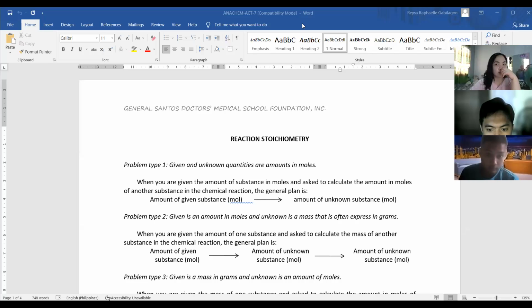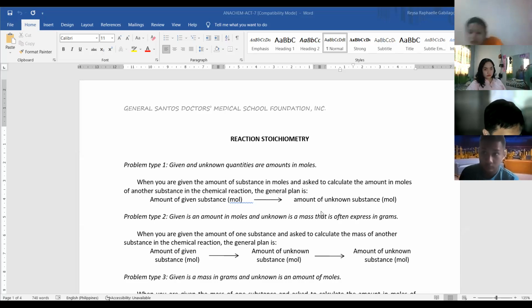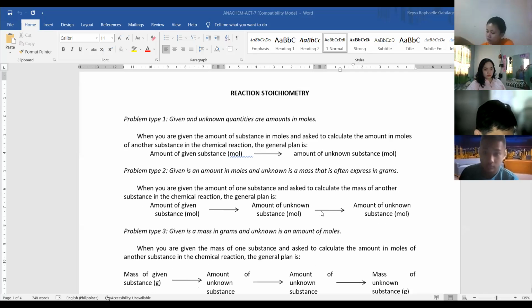Okay, this will be your activity number 7, reaction stoichiometry. Actually, we are done with this lecture. Ito din yung quiz natin kanina. And ito din yung problem solvings involving the pattern I have given you.